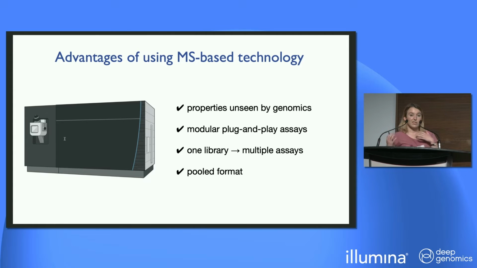And so there's a number of advantages of using mass spec. These are properties that you wouldn't see using typical genomics. There's a number of mass spec compatible assays that we could imagine adapting for these purposes. We're hoping that we can make a single library and perform a bunch of different assays using the same library. And lastly, we can do this all in a pooled format, so it's a lot higher throughput than classical protein biochemical assays.